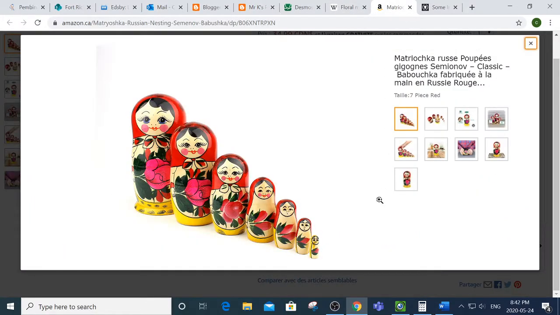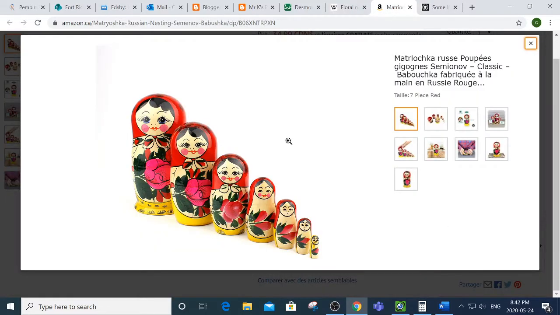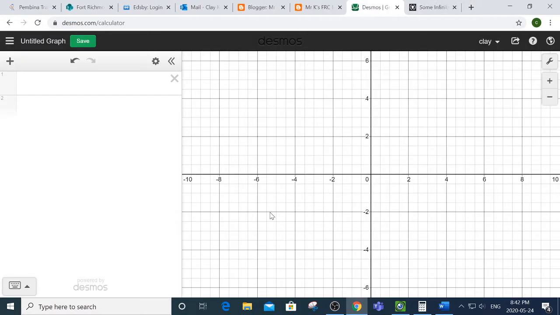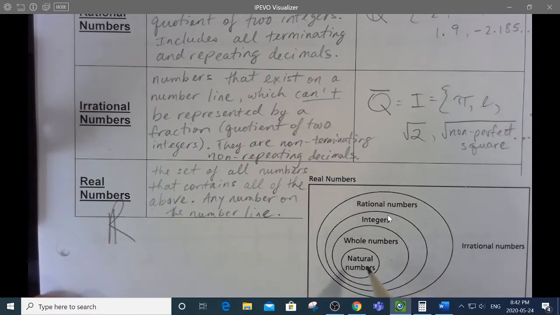Like these little guys here, right? The Ukrainian matryoshka dolls. If you've never seen one of these before, the way they work is they actually open up and the little one fits inside the bigger one, fits inside the bigger one, fits inside the bigger one, until you get all 7 of them or whatever. So that's the way I've always thought of numbers. I've always thought of numbers like this: this set fits inside of this set, fits inside of this set, fits inside of this set.